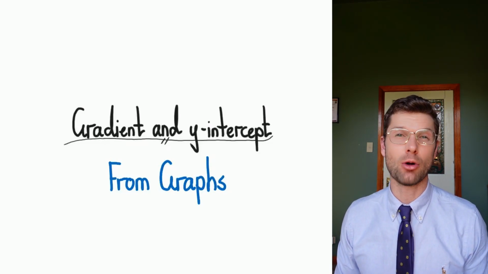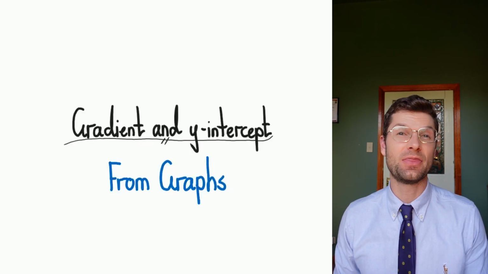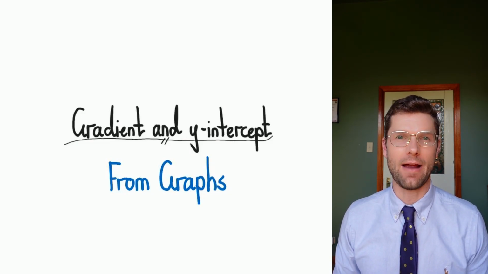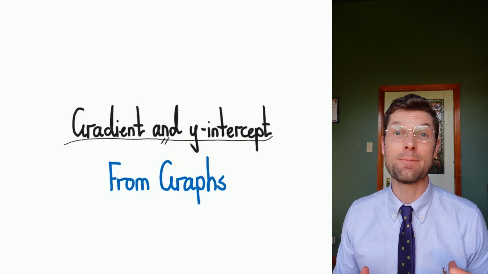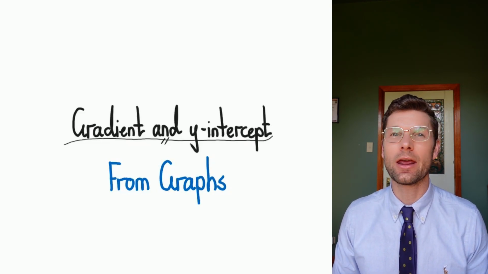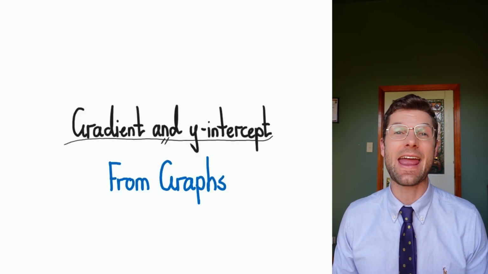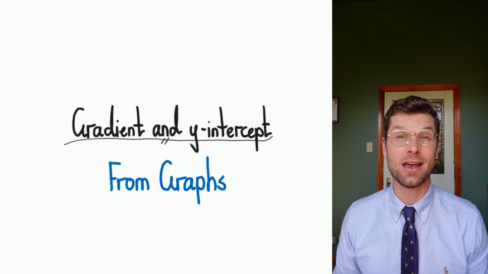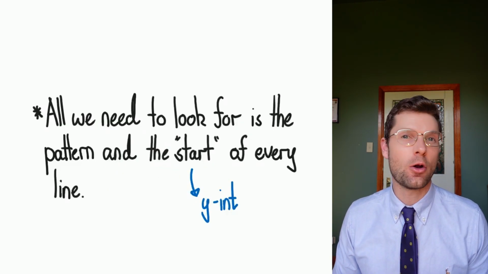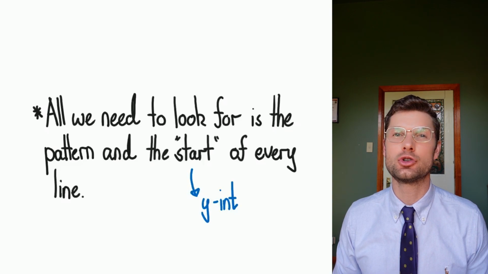Today we're going to find the gradient and the y-intercept, but this time only looking at a graph. If we can find these two important bits of information, we're going to be able to make an equation out of any linear relationship that we see on a graph.